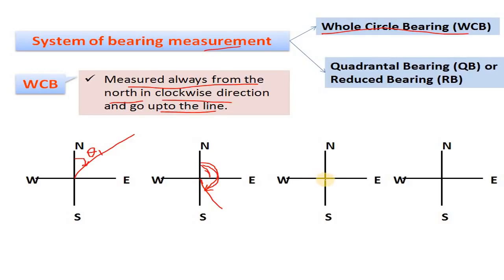Suppose some line lies in this quadrant. What will be the bearing of this line? Always start from north in clockwise direction and go up to the line. Okay, suppose some line is in this direction, then what will be the bearing of this line? Always start from north in clockwise direction and go up to the line. This angle will be the bearing of this line.